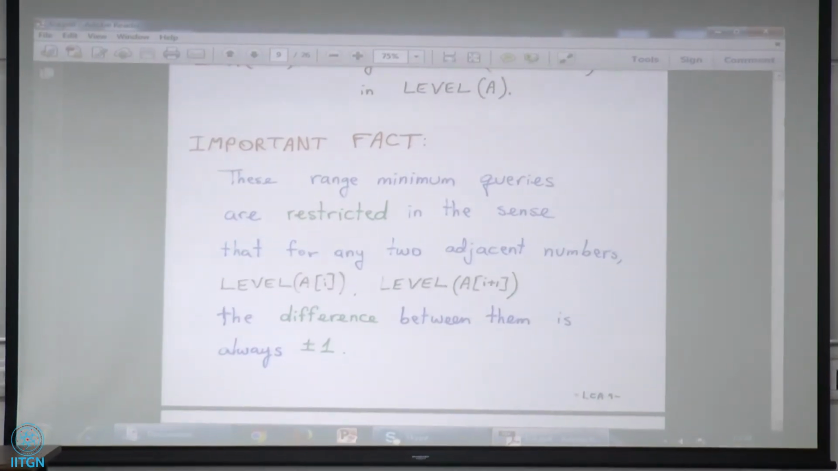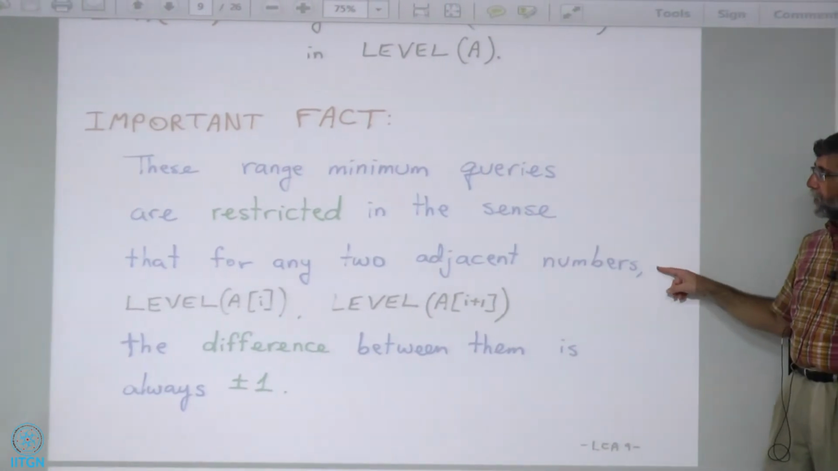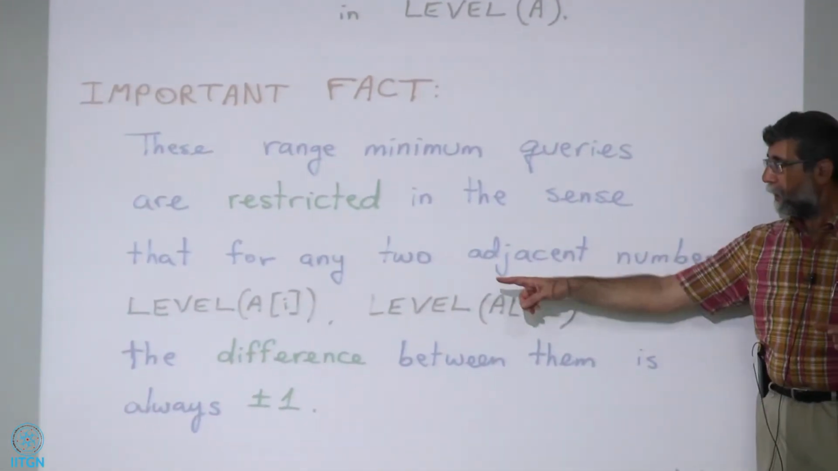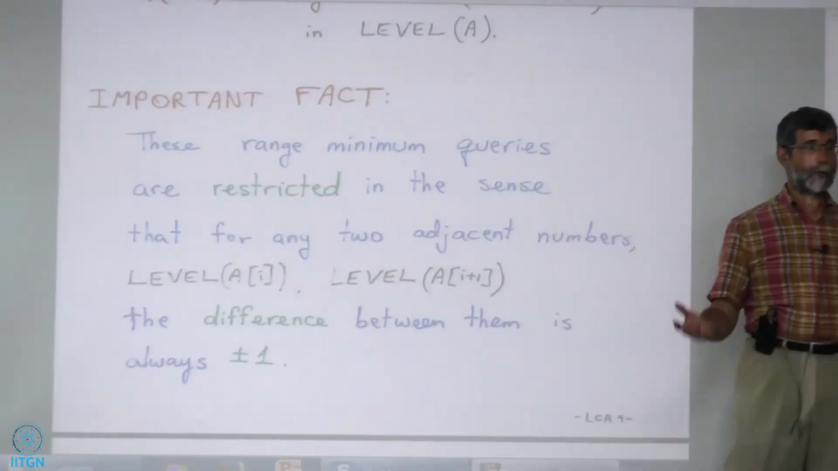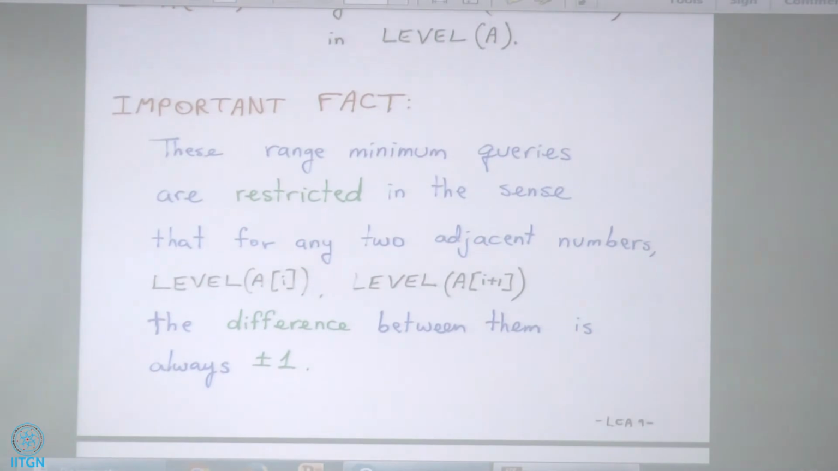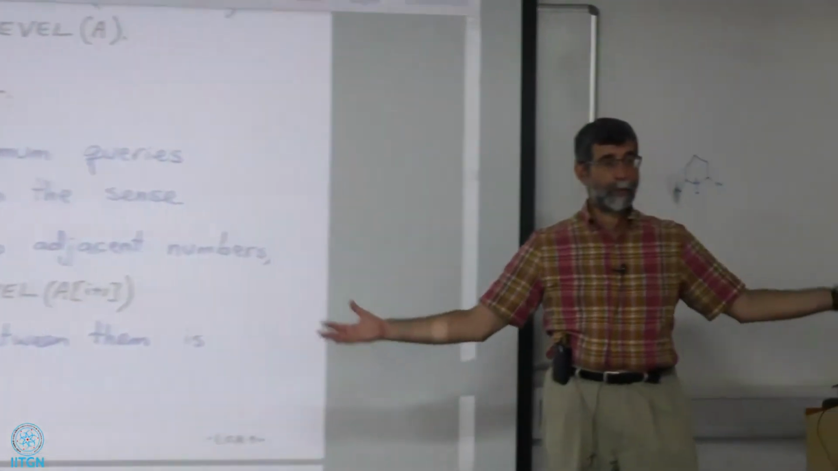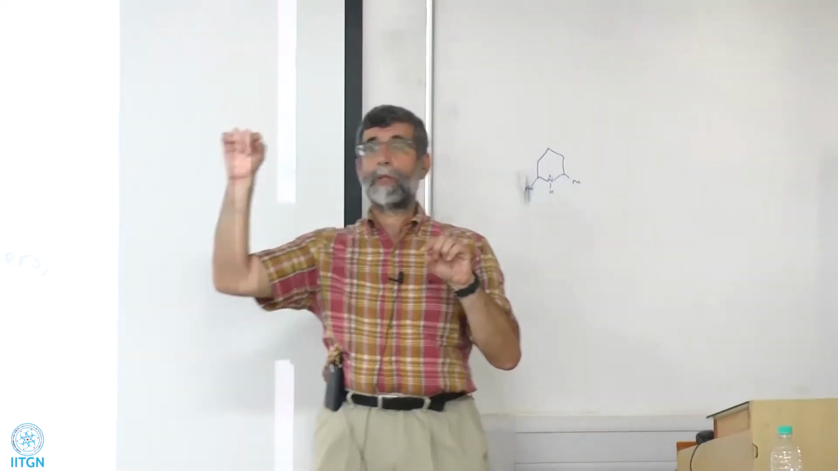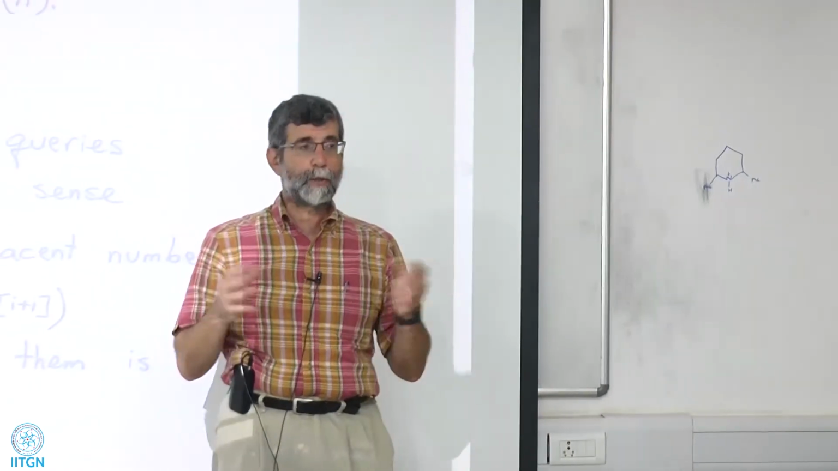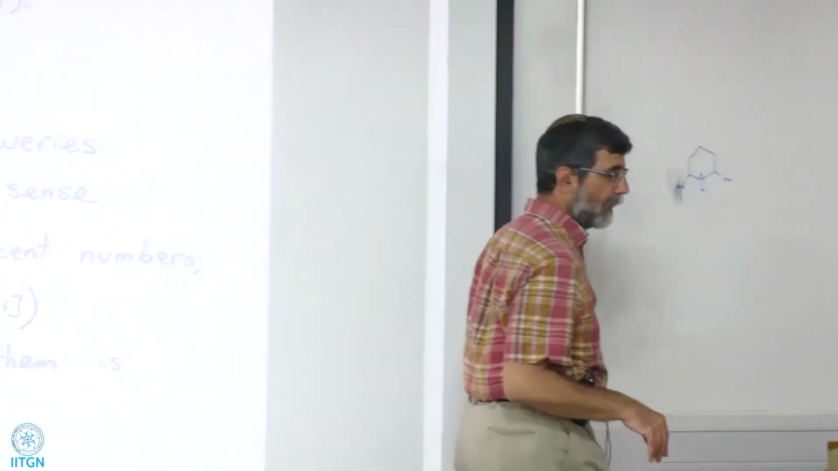So the important fact is that the range minimum queries are restricted in the sense that for any two adjacent numbers, level of AI and level of A plus 1, the difference is plus 1 or minus 1. And so it's not a huge range minimum query. It's a small range minimum query. Everything is happening like you climb, you go down, but the people next to you are all your own neighborhood. You're not going far.